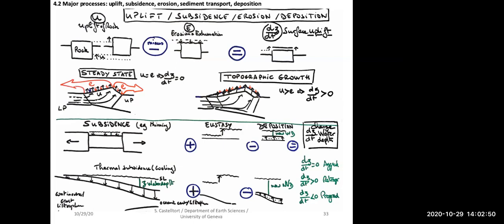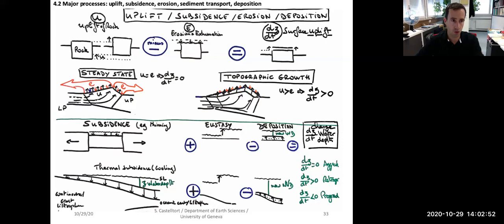I hope it's not too confusing, but it's important to have this in mind. Uplift of rock minus erosion gives surface uplift. dz over dt is the difference in elevation over a certain amount of time.